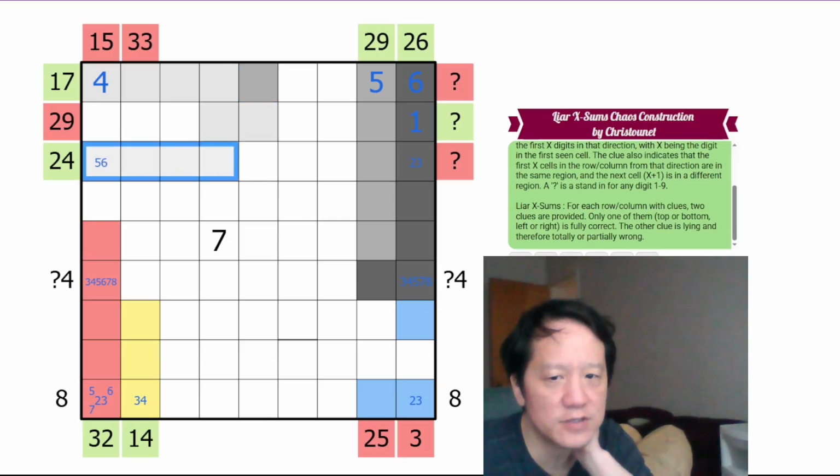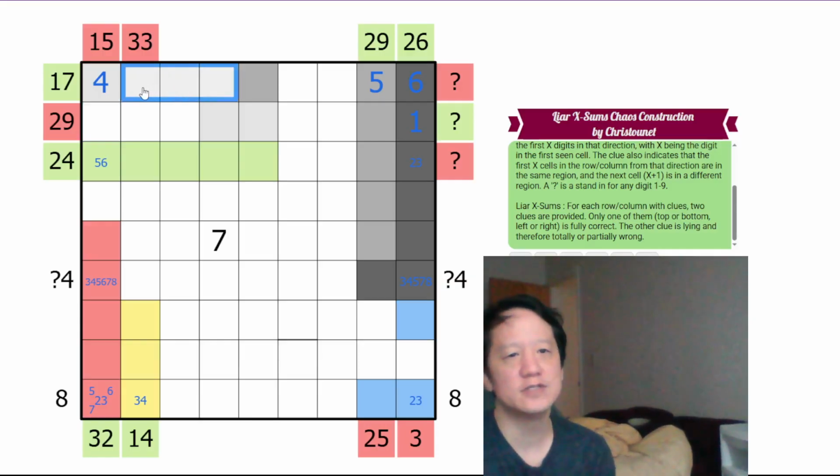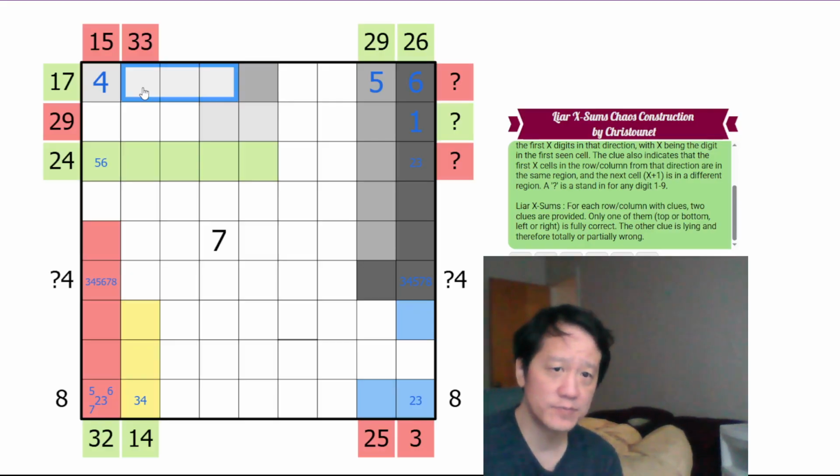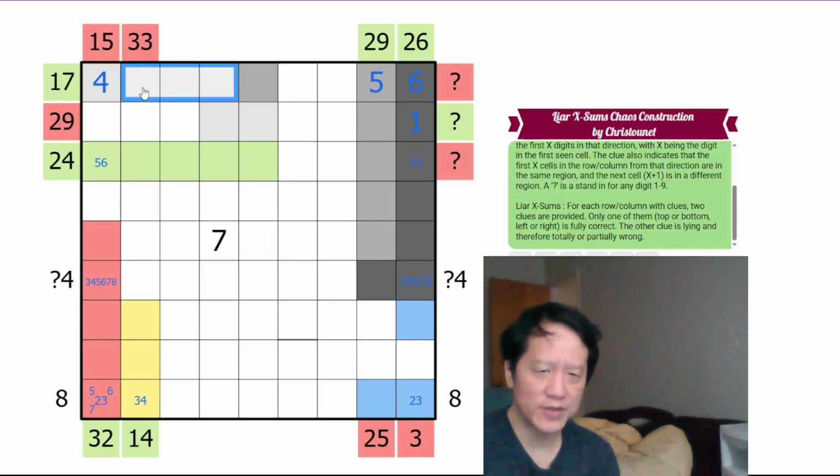This is a completely separate region because this is at least 5 now. So 4 to add up to 17. The remaining digits must add up to 13. So it could be 139, 238. I think those are the only ones, right?